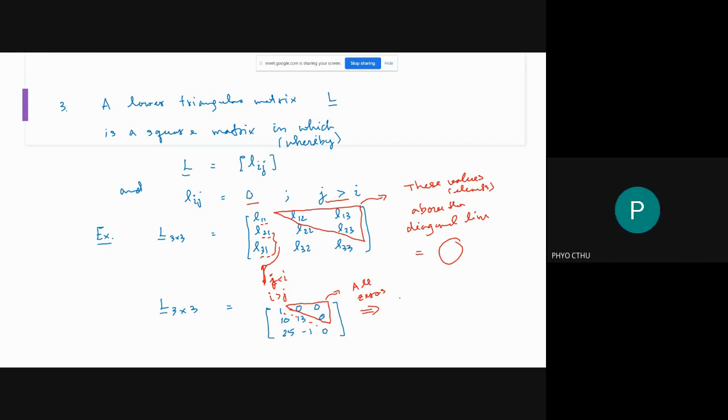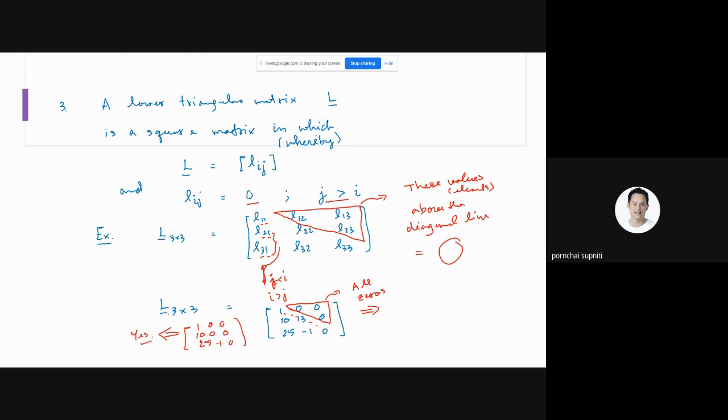Even the diagonal line, you can have, let's say I change to 100, 10, 0, 0, 25, minus 1, 0. Is this a lower triangular matrix? Yes, it's a lower triangular matrix. So it's yes in this case.